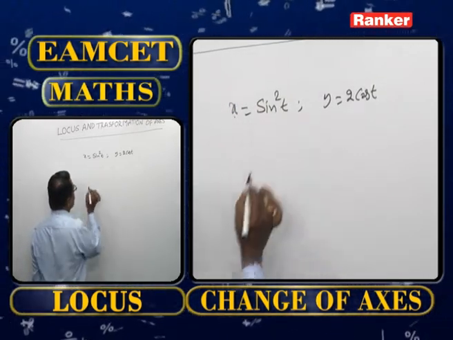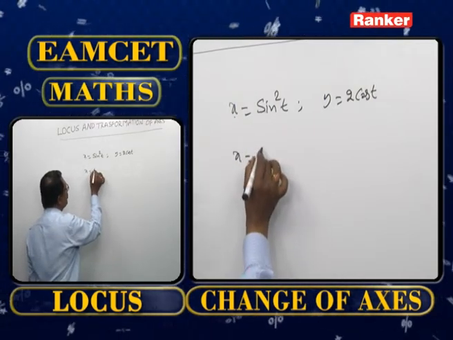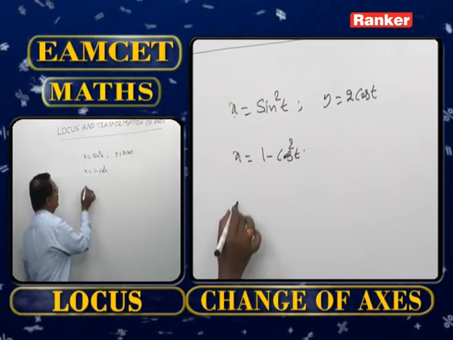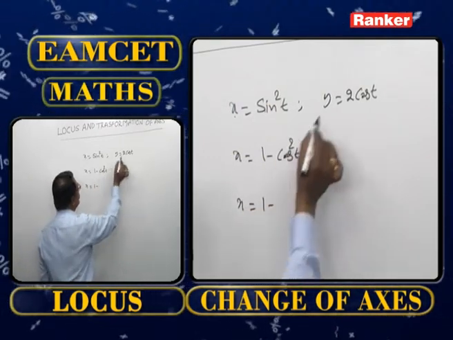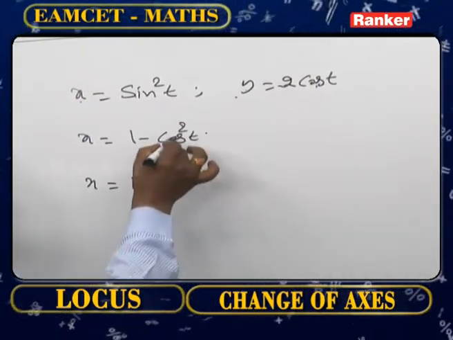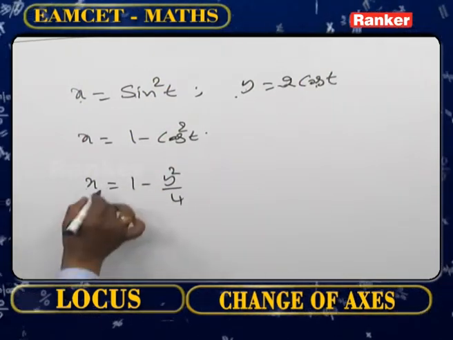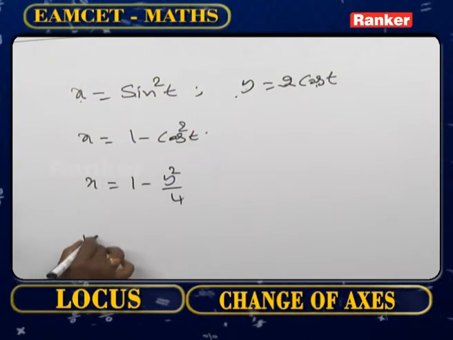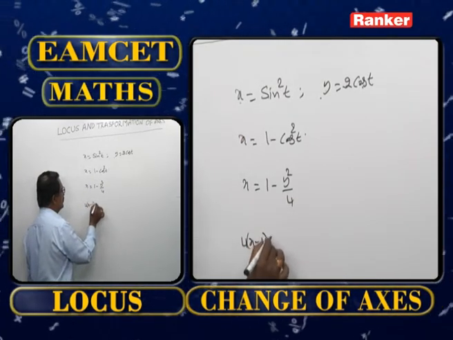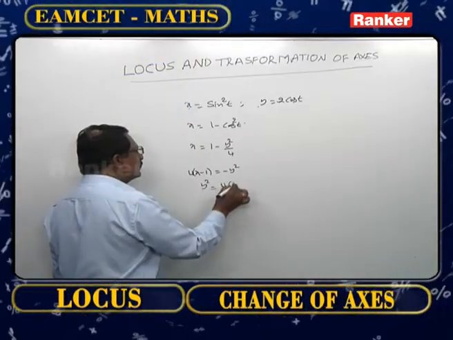Now x equals sin square t, which in terms of cos equals 1 minus cos square t. So x equals 1 minus, but from the second equation cos t equals y by 2. Substituting, cos square t equals y square by 4. Therefore, on further simplification, we get 4 into x minus 1 equals minus y square, or y square equals 4 into 1 minus x.